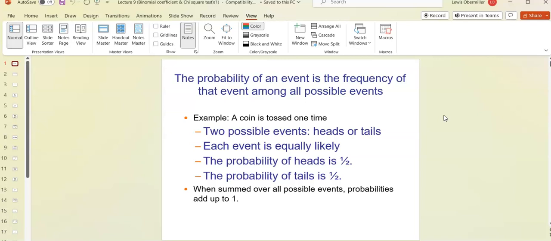All right. And in the end, when we add up all these probabilities, they have to be 100%. So if we flip a coin, the probability that it's going to be heads is 50%, one half, and the probability that it's going to be tails is also one half. Taken together, one half plus one half equals one, or 100%. And it's the same thing with rolling dice.